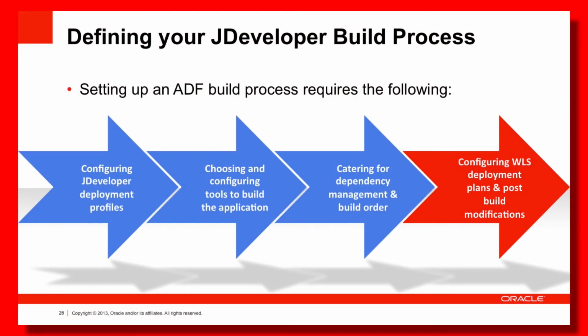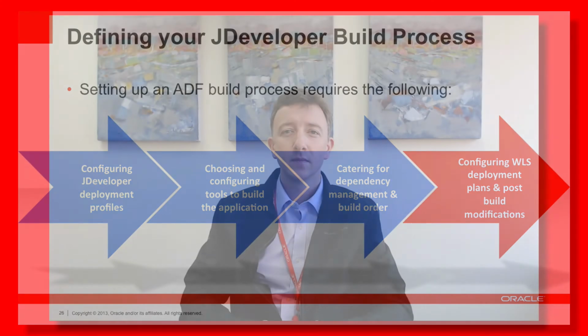So the final part that we want to look at in terms of the 4 steps to the build process is configuring WebLogic Server deployment plans and any post-build modifications. Okay, so at this point of the build process, you've generated your ADF library jars, your ears, and the wars. But post this, there may be the need to actually modify those artifacts post the build process.